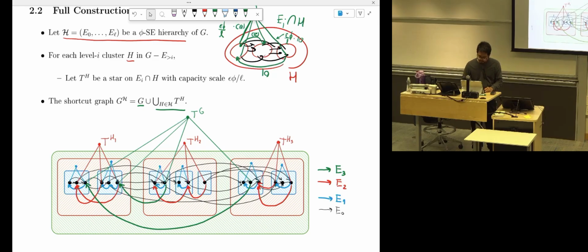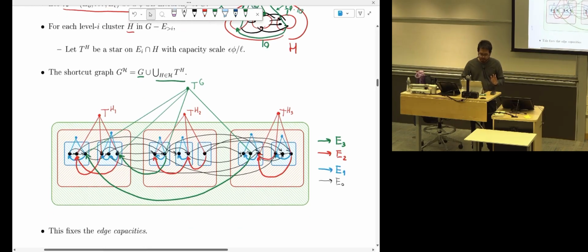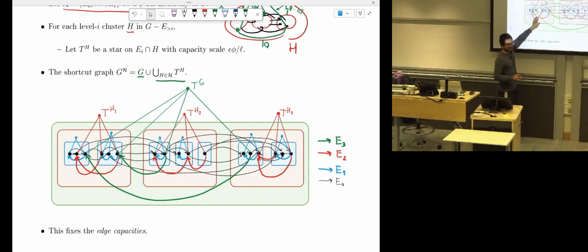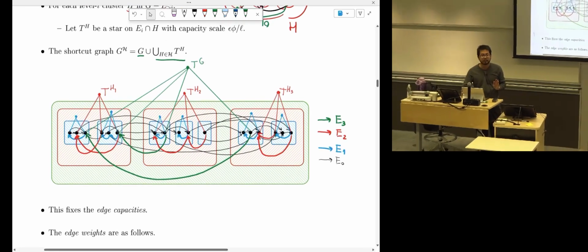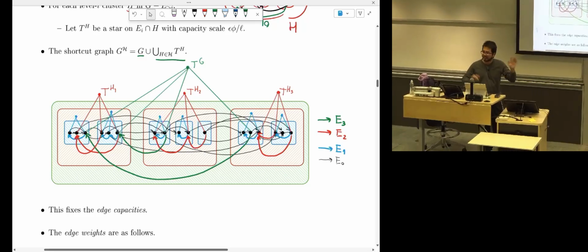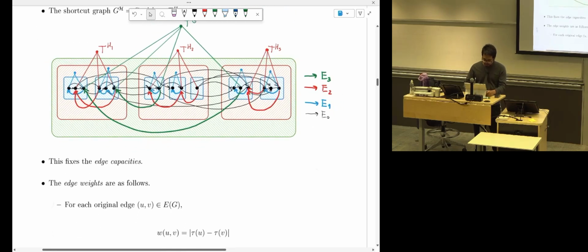Okay. So that basically determines the edge capacity of every edge. The original edges have just the same capacity. The star edges have capacity like I described. So now I just need to tell you what the edge weight is. It's going to be weight too, not just capacity. And the edge weight is like this.